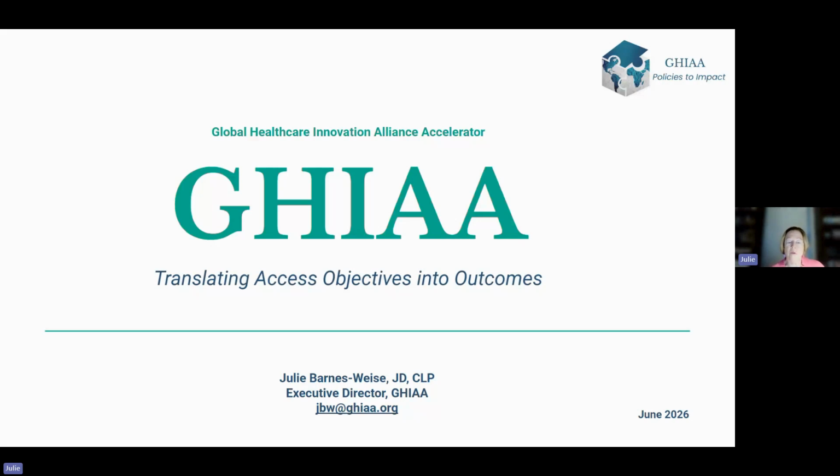tools to support the organizations who wish to achieve equitable access to the medical products that they fund, develop, manufacture, or commercialize. So today, I'm mainly going to focus on our newest resource, which is the Equitable Access Toolkit, including our guidance on equitable access plans and planning.